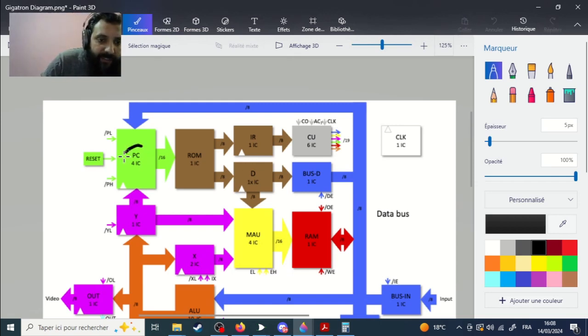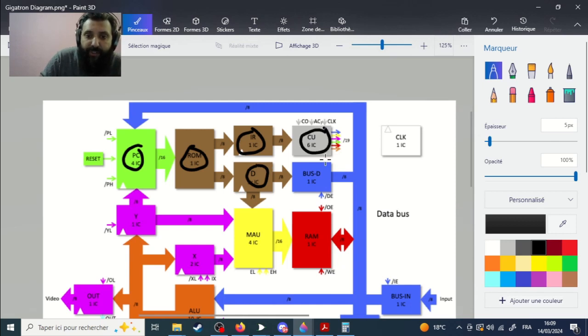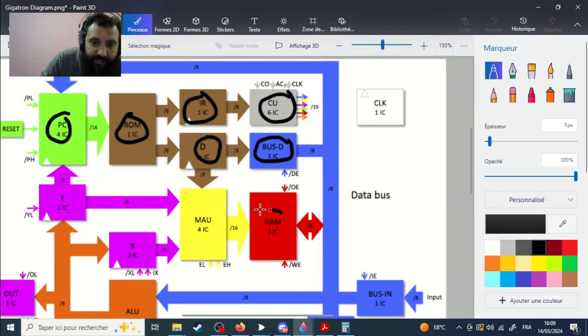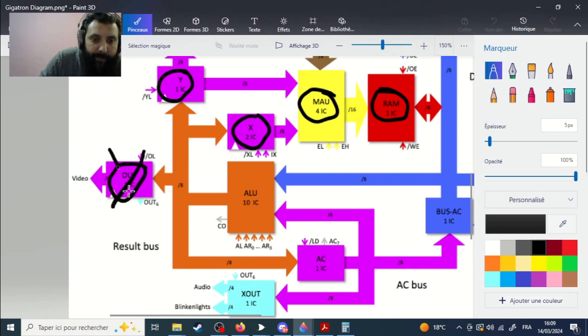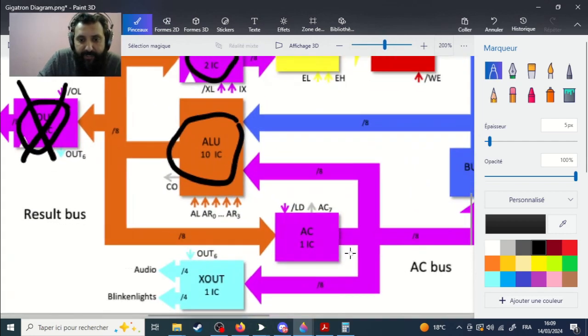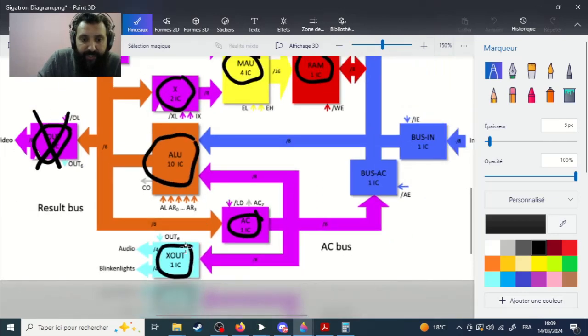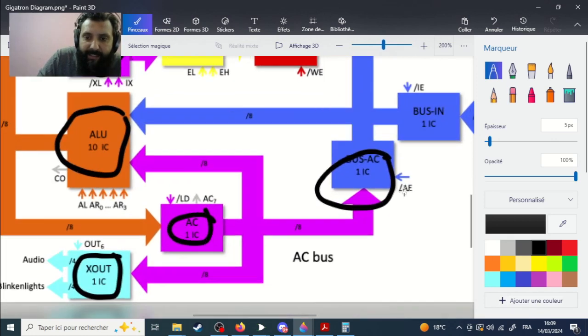For instance, this is a counter, this is a ROM, this is a register, this is a register, this is a combinational circuit, this is a three-state buffer, this is the RAM, this is a combinational circuit, this is a register, this is a counter, this is a register, but this is not important because it's nonexistent in the Megatron. This is the ALU, you know what the ALU is, a combinational circuit. This is a register, this is a three-state buffer. I didn't talk about that.